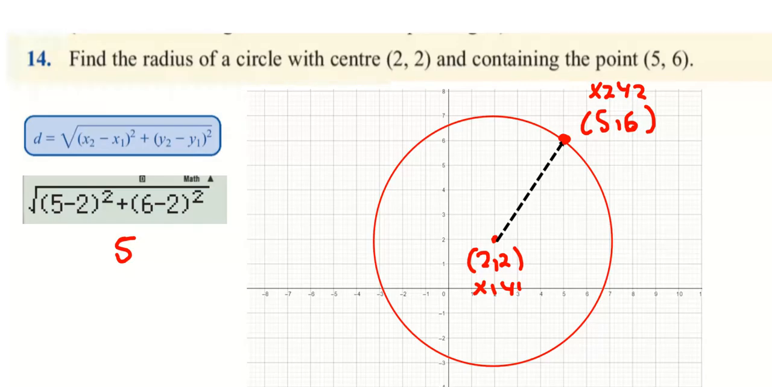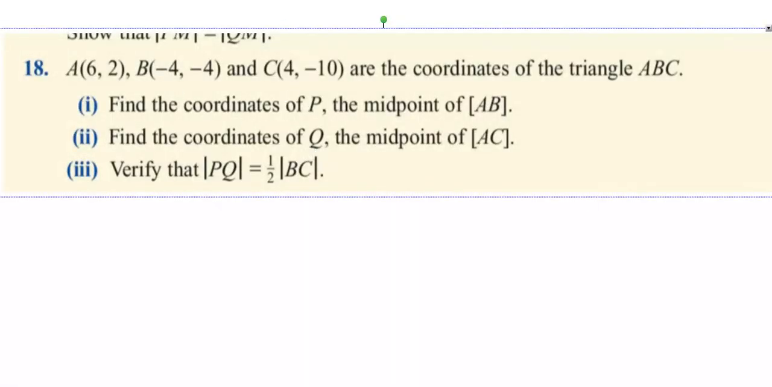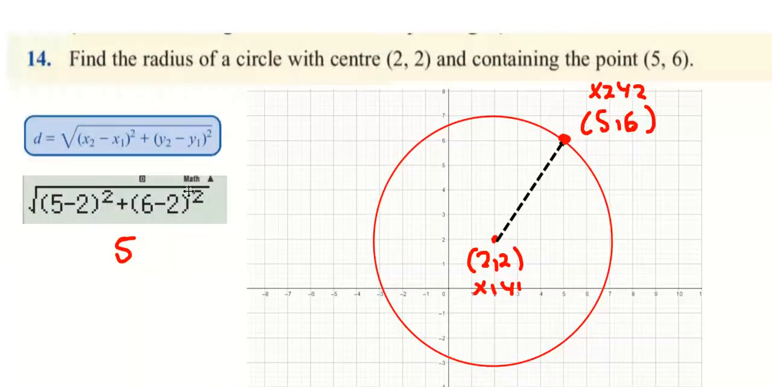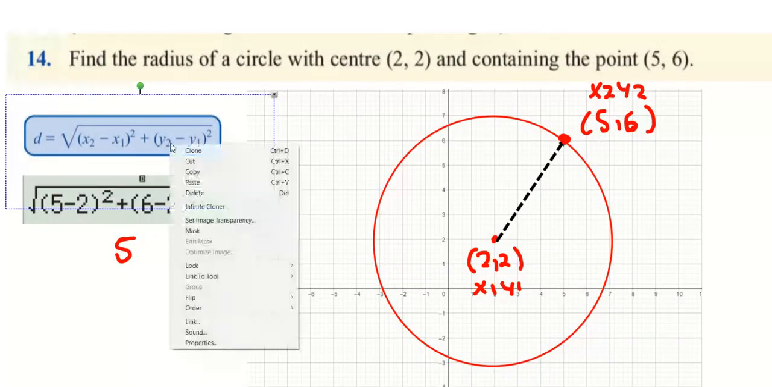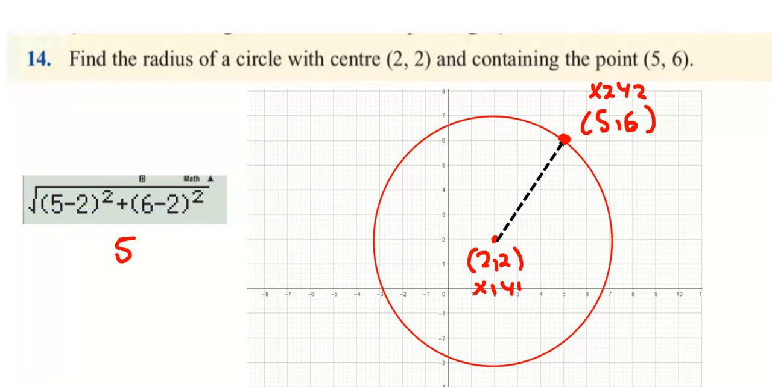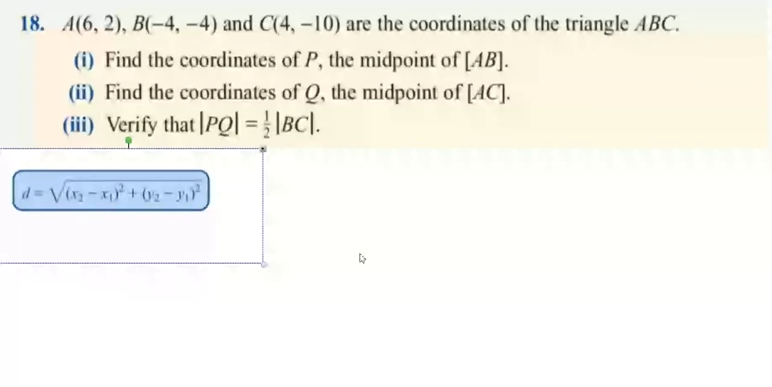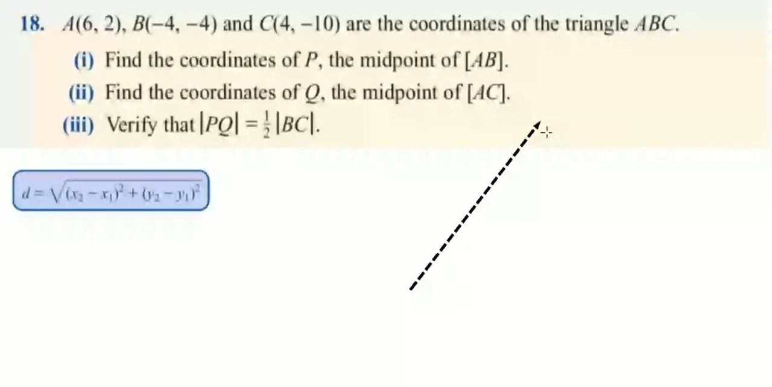All right. Now, the next question I put up on the board is slightly more difficult. I'm just going to get you to use the formula on the first part. Just give me a second, guys. Here's what I want you to do. A, B, and C are coordinates of a triangle ABC. So all you have to do is draw yourself a rough idea of what's going on.